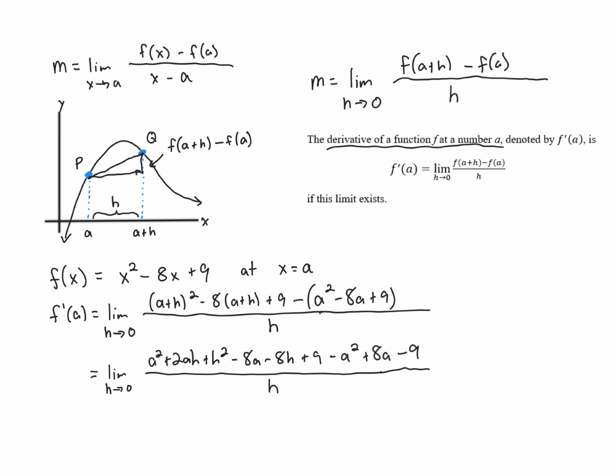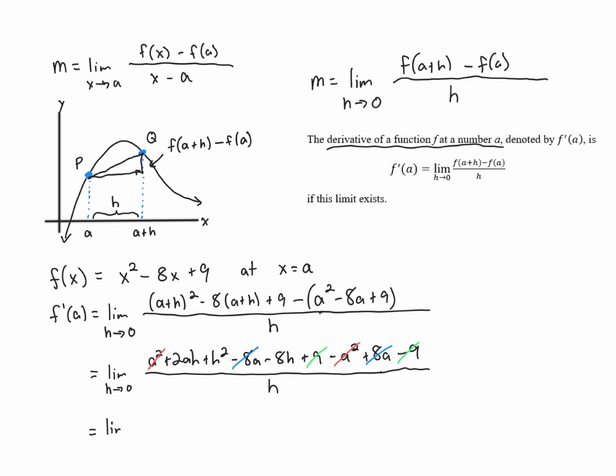Now we need to see what we can simplify. There's a lot of terms that we can cancel. I see a positive a squared and a negative a squared. I see a negative 8a and a positive 8a. I see a positive 9 and a negative 9. And I think that's all that we can cancel. Let's figure out what that leaves us with.